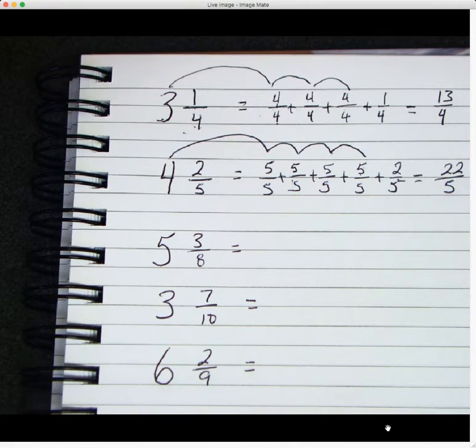Okay? So you see what we did? We just took the whole number and decomposed it into wholes, fractions that equal 1.